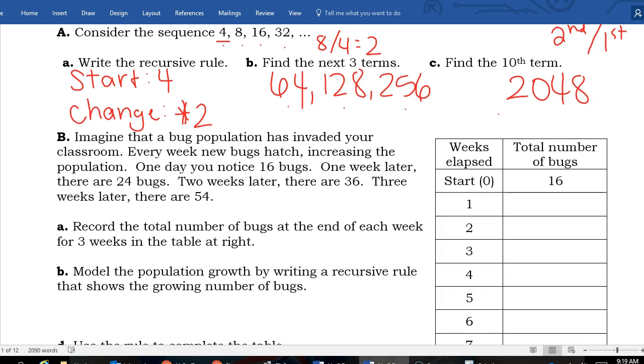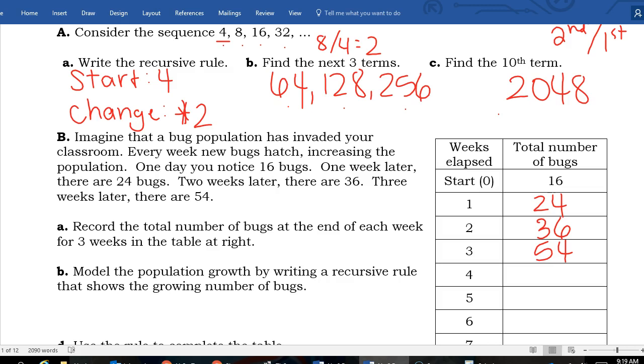Record the total number of bugs at the end of each week for the 3 weeks in the table at right. So I got 16 already on there. I'm going to put 24 on there. I'm going to put 36 on there. I'm going to put 54 on there. Model the population growth by writing a recursive rule that shows the growing number of bugs.